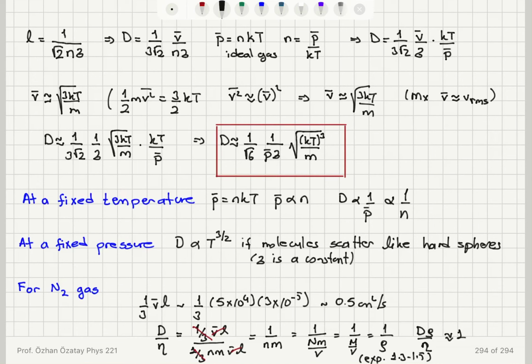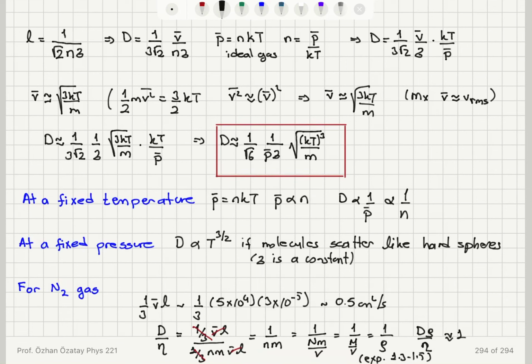And so for diffusivity, we find 1 over square root 6, 1 over p bar sigma, square root of kT cubed over m. At a fixed temperature, p bar is proportional to n, and we have p bar appearing in the denominator. So diffusivity is going to decrease with increasing number of molecules per volume, increasing pressure at a fixed temperature. At a fixed pressure, we find that diffusivity increases with T to the power 3 over 2. That's neglecting temperature dependence of total scattering cross section.